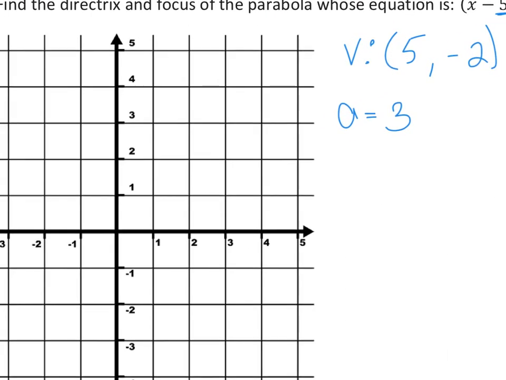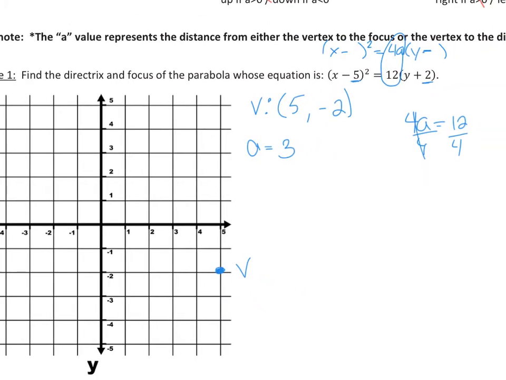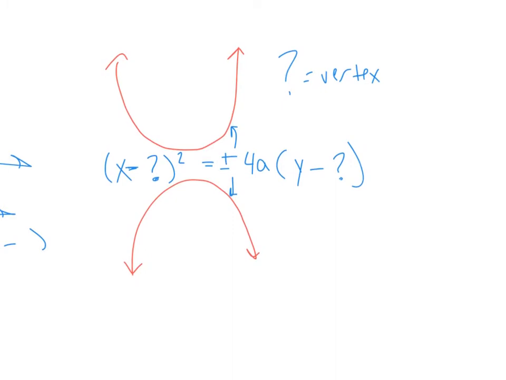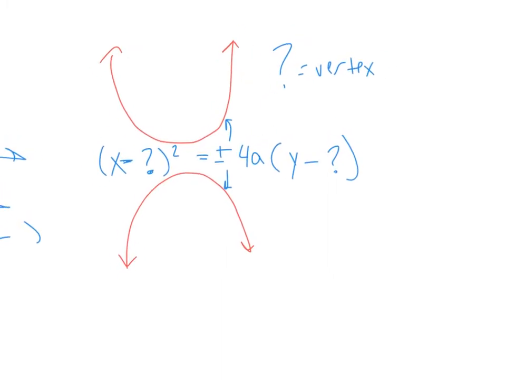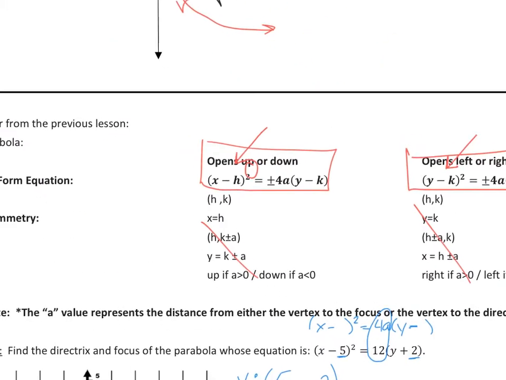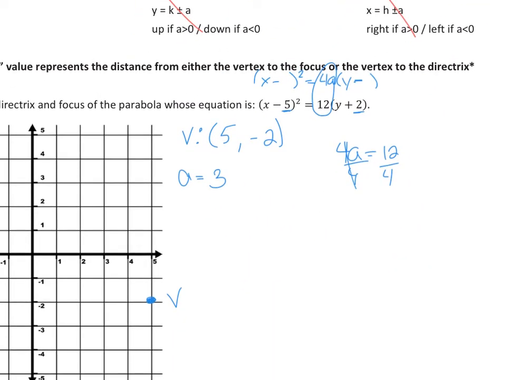So I'm going to plot my vertex at 1, 2, 3, 4, 5, and down 2. And then I'm going to go up 3 and down 3. The reason why I'm going up and down is because in this specific example, the x is squared. So the parabola is opening up or down, because remember, up or down, in my little picture over here, was the x is squared. And in this instance, the 12 is positive, so this tells me my parabola opens up.